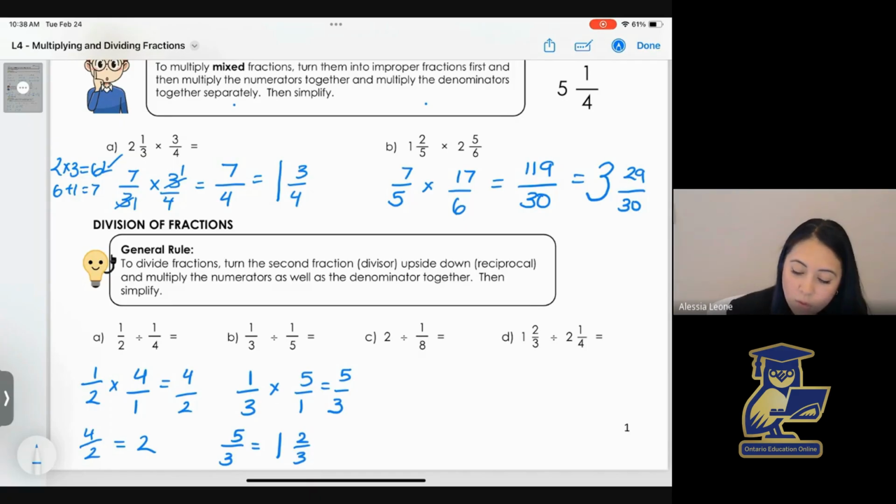Now here we have a whole number divided by a fraction. Whenever we see a whole number, to make that into a fraction, we put it over 1. So if the 2 is our whole number, we're going to put 2/1. So first we're going to keep our first fraction, which would be 2/1. And then we're going to flip our second fraction, which would be 8/1, and then multiply. So we have 16/1. Any number over 1 is a whole number, so our answer will be 16.